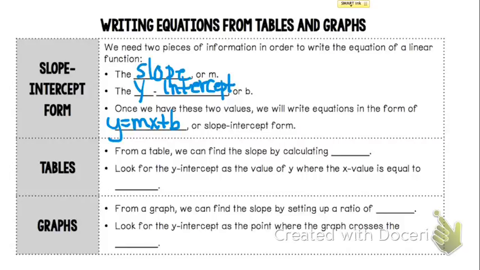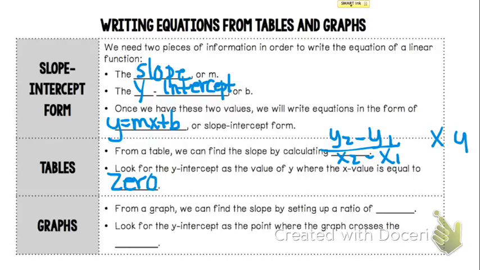So when we're looking at a table, we can find the slope by using the slope formula, y2 minus y1 over x2 minus x1. And then you're going to look for the y-intercept as the value of y where the x value is equal to 0. So if you have a table and you were to see 0, 1 as an ordered pair, you know that 1 you would list as your y-intercept. Okay?